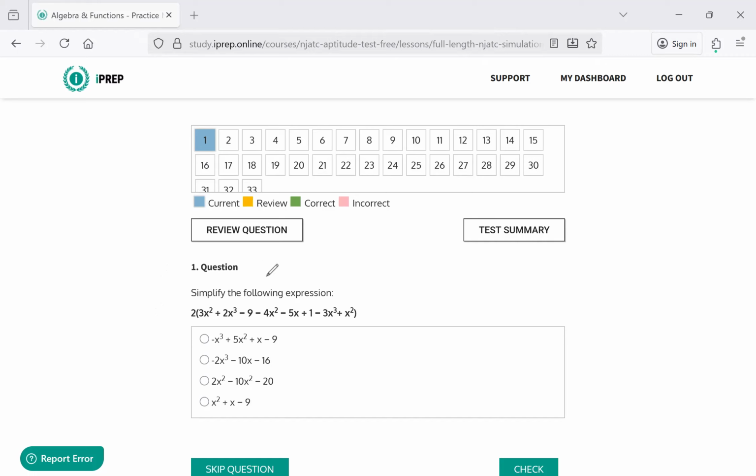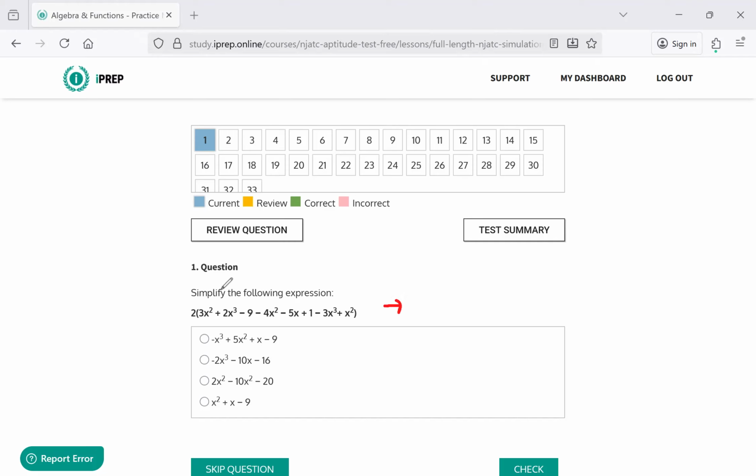Like I said before, I'm going to take my time and explain it very carefully. Question one says simplify the following expression. We have 2 times the quantity 3x squared, 2x cubed minus 9, minus 4x squared minus 5x plus 1 minus 3x cubed plus x squared. I know what you're thinking: why can't I just FOIL out this 2, collect like terms, and simplify? You could do that, but let's make our life easier.